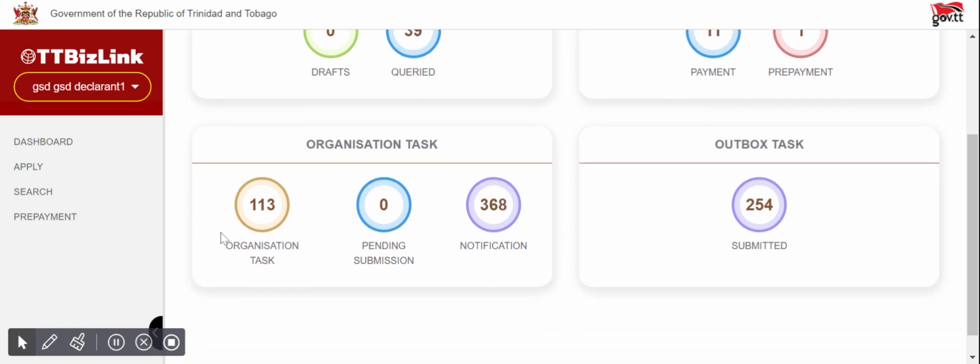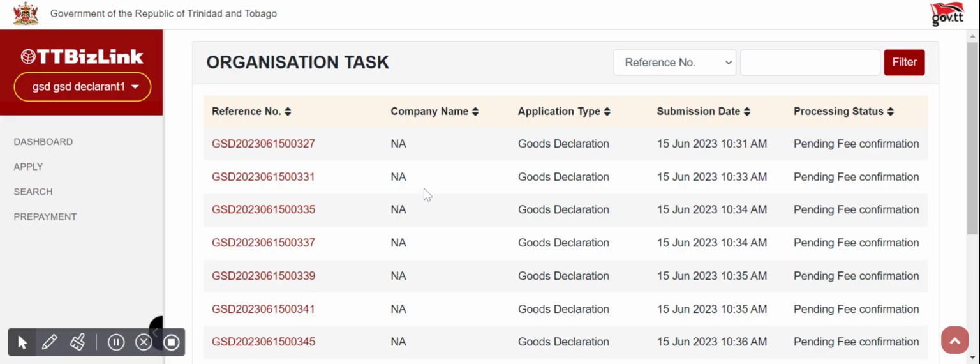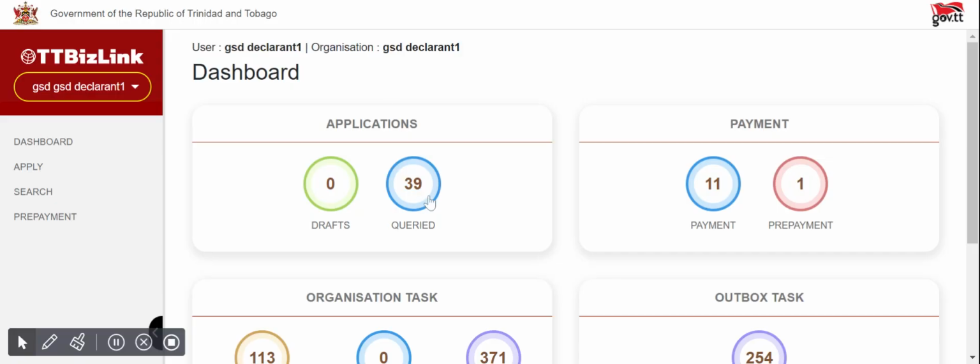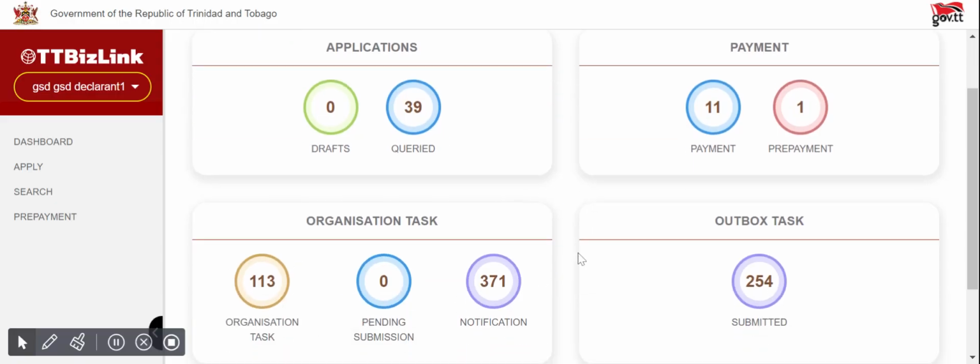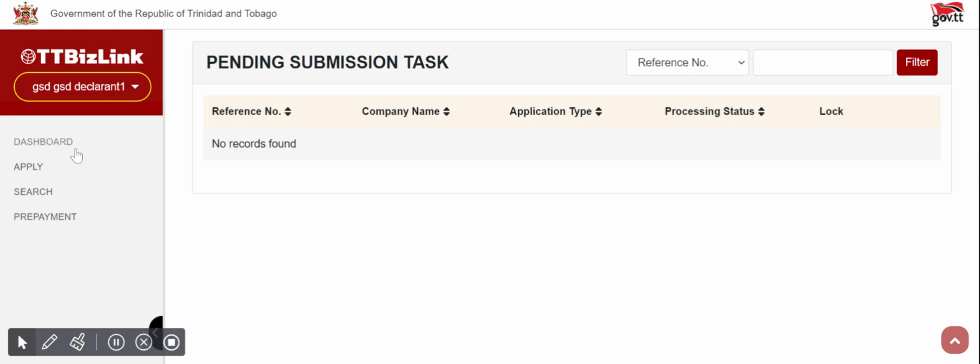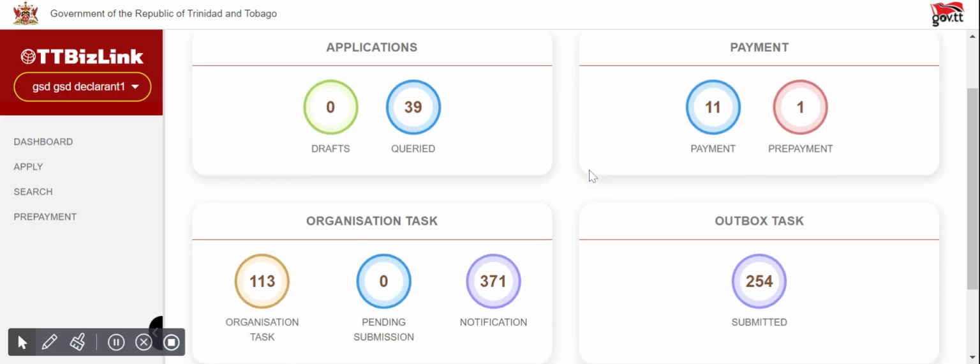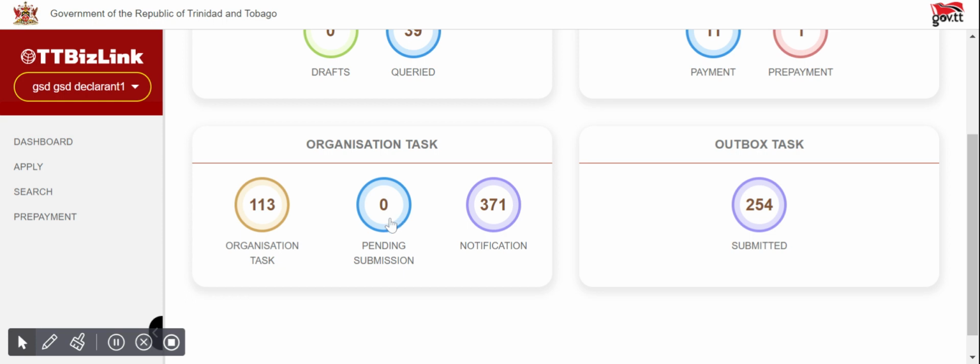mode on your applications. Organization task includes applications that are pending an action by the organization. So that would include queried applications, draft applications, pending submission applications. And this pending submission bucket would be applicable to applications like permits and licenses and certificates of origin, where the application would have been completed up until a point where the submitter is required to either sign and check off the terms and conditions to submit the application to the agency.